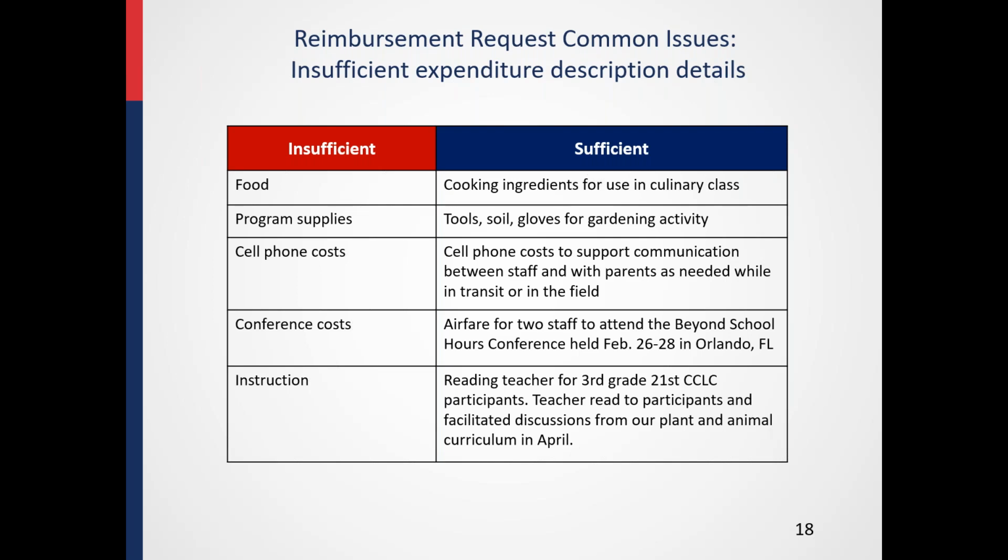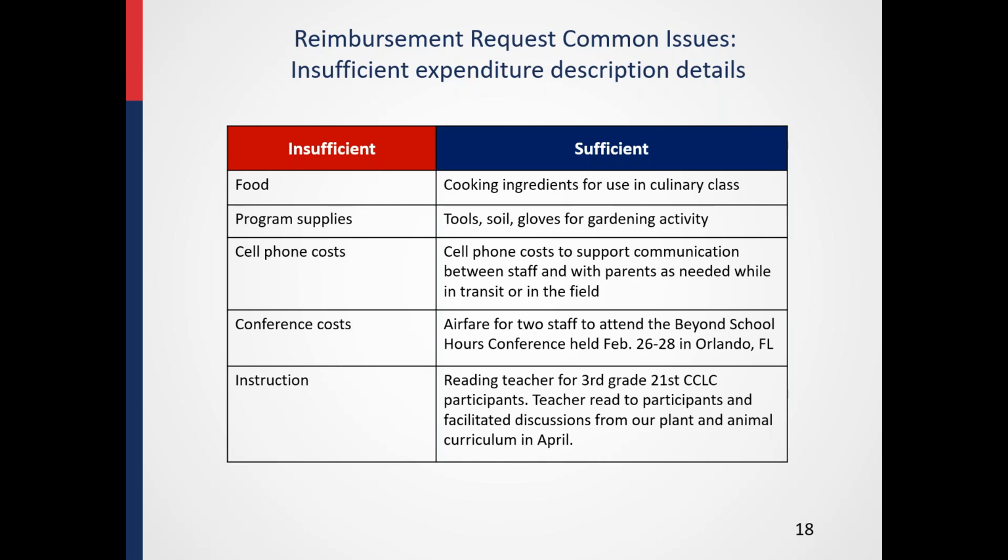Conference costs is also too vague. You should state exactly what was paid for. So in this case, it was airfare for 2 staffers to attend the Beyond School Hours conference that was in February in Orlando. That gives you an idea of about how much that airfare should cost, and that it was a flight for 2 people. So that's why that detail is what makes the description sufficient for the reimbursement request.